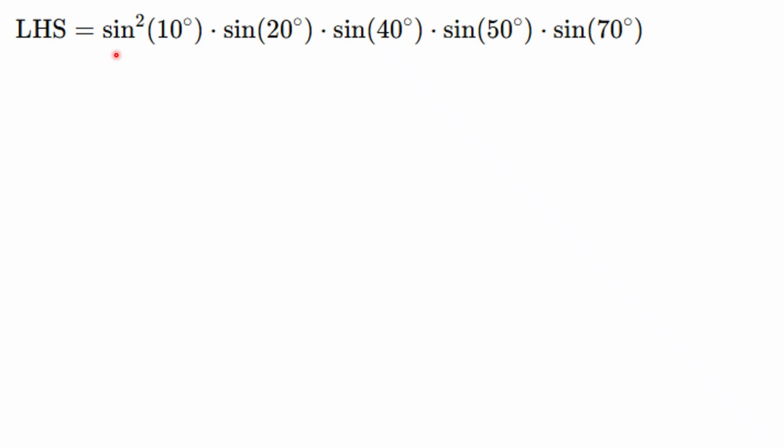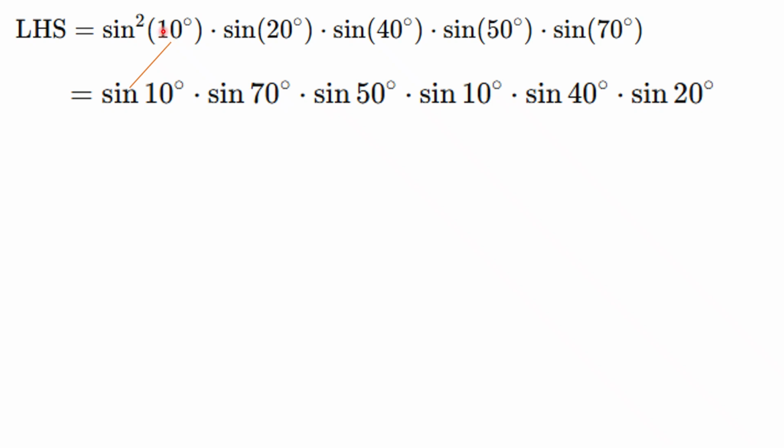Let us break it down. Let us consider the left hand side of the given expression. Here we can write sine square 10 as sine 10 into sine 10 and other terms are rearranged. Here we have sine 70, next sine 50 is here and sine 40 and sine 20. Now we will consider sine 70 into sine 50 and sine 40 into sine 20.